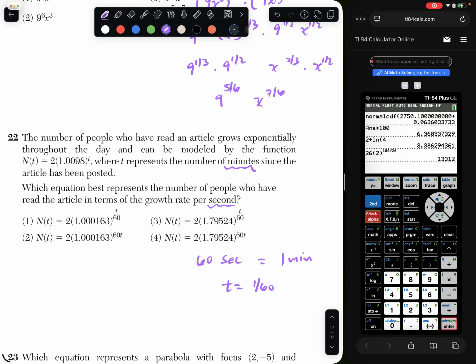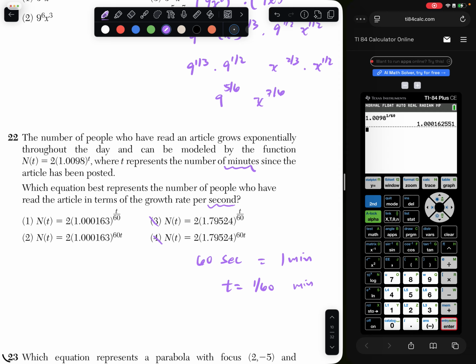So let's just plug that in. Like I mentioned before, the number in front is my starting value. I'm not going to care about that yet because the 2 is going to stay consistent. I'm worried about my base, what that rate will be. So I'm going to do 1.098 to the 1/60 because I'm plugging in t equals 1/60 minutes. Let's get this. So I get 1.00162551. So it's not 3 or 4 because that rate is different. And then now, do I multiply it by 60 or divide it by 60?